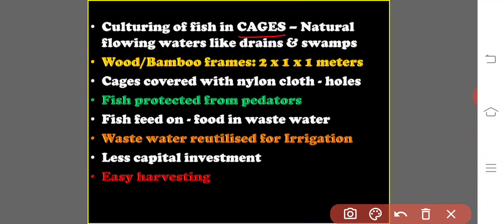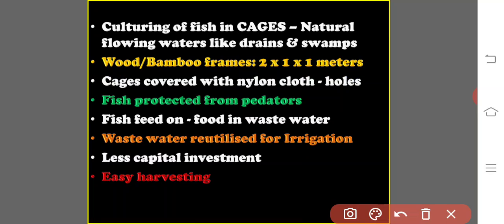flowing waters like the drains and the swamps, usually. And these cages are made of wood or bamboo. Nowadays they are making them with plastic. The measurement is 2 meters length, 1 meter width, and 1 meter height, 2 into 1 into 1.